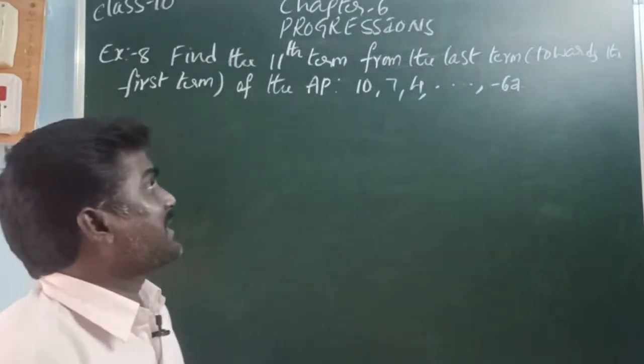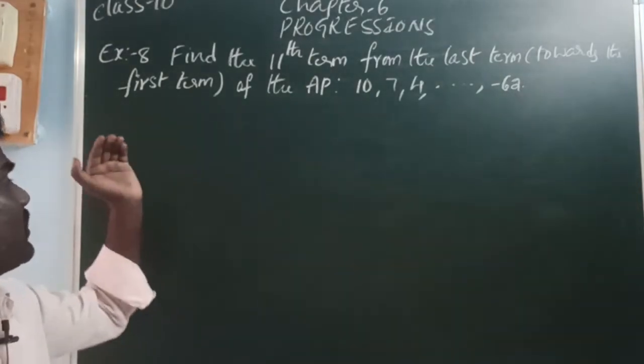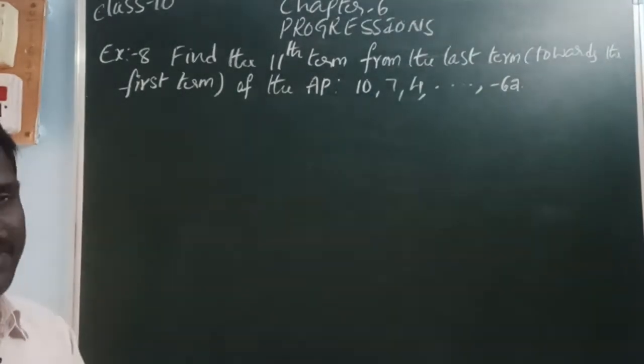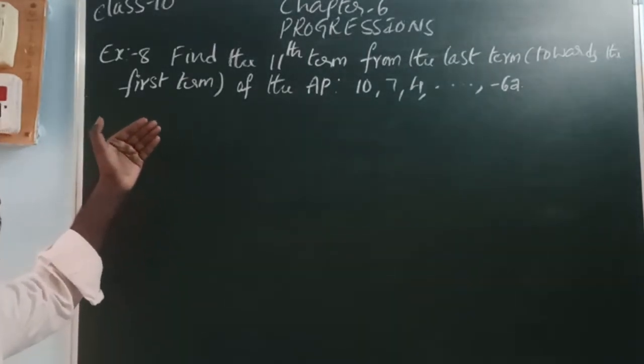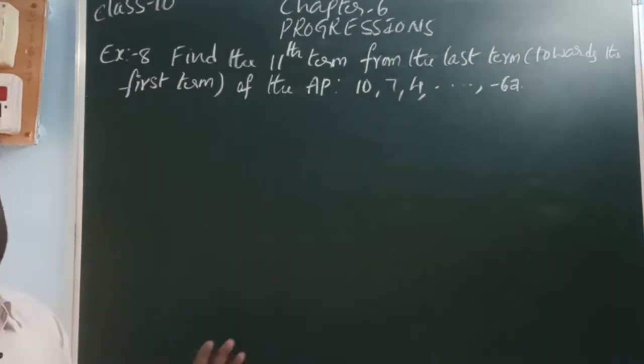Today I am going to explain class 10th chapter 6 progressions, example 8. In previous videos I explained examples 3, 4, 5, 6 and 7 regarding the nth term of an AP.